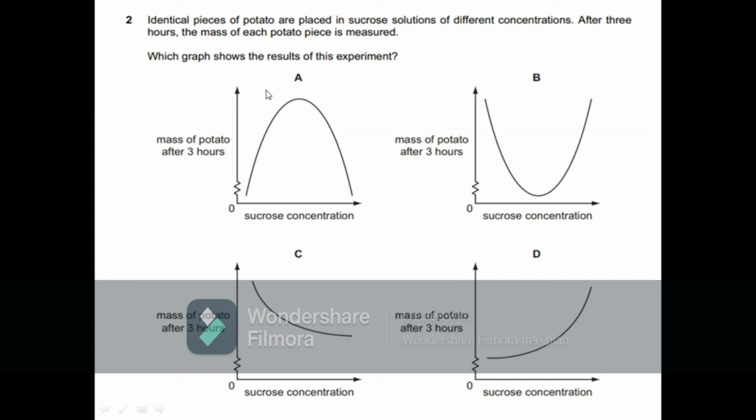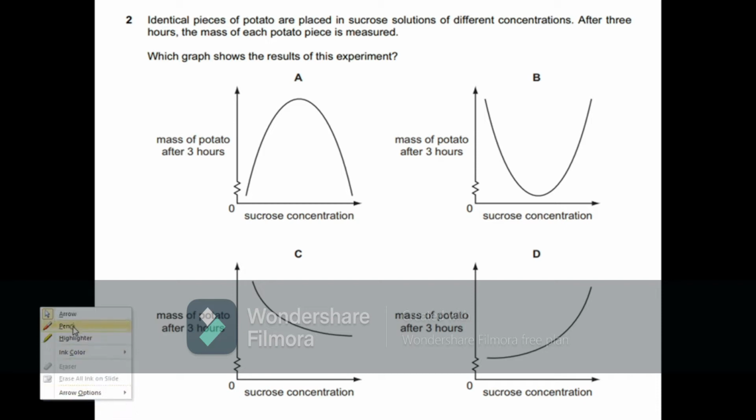Okay. Identical pieces of potato are placed in sucrose solution of different concentration. After 3 hours, the mass of each potato piece is measured. Which graph shows the result of this experiment?